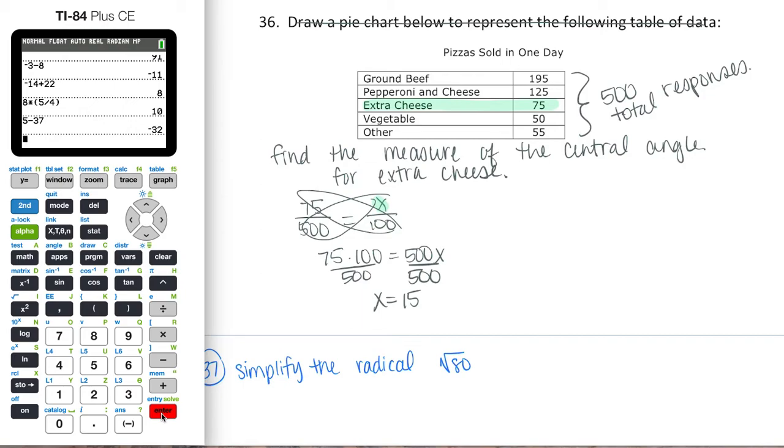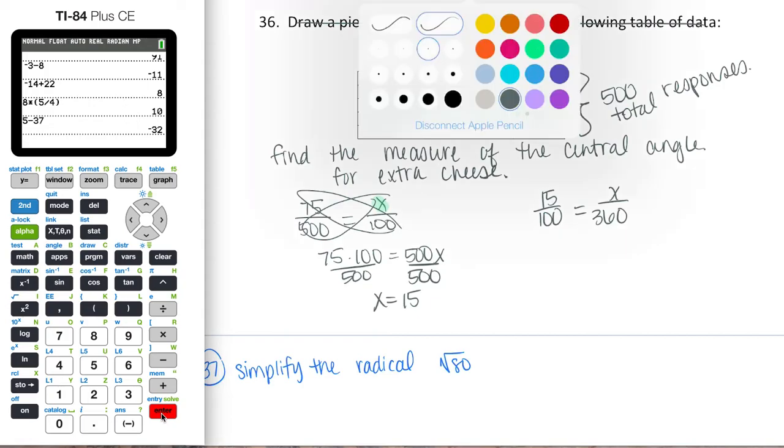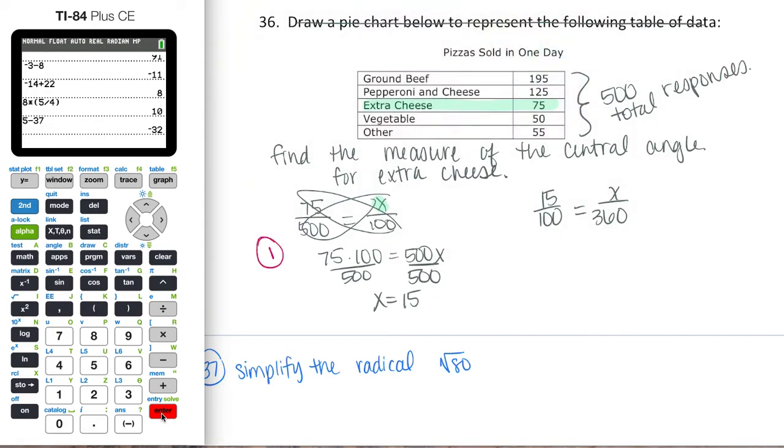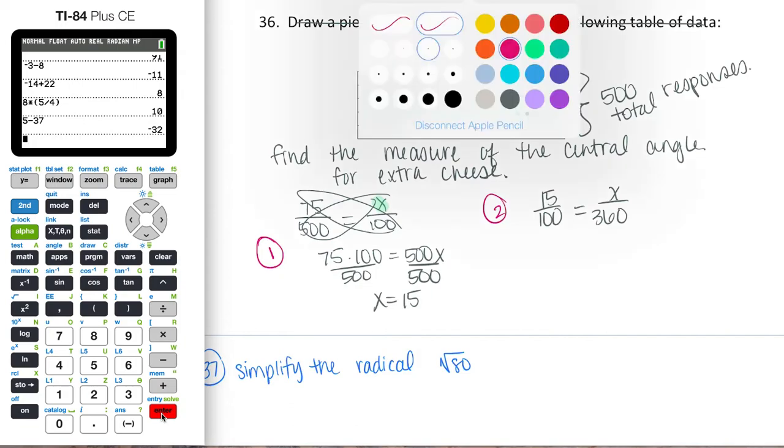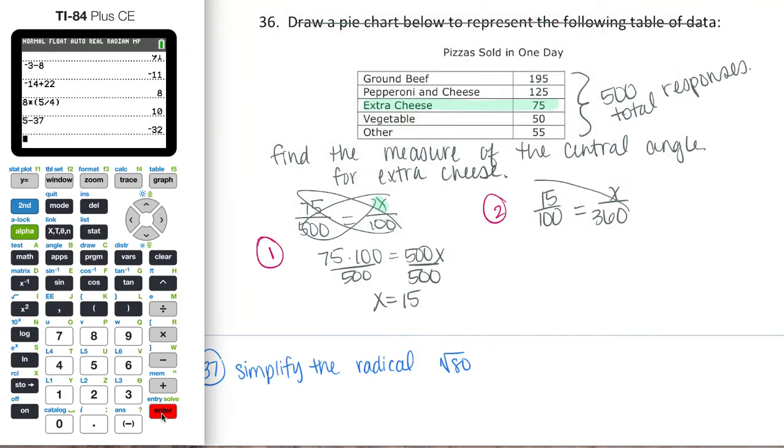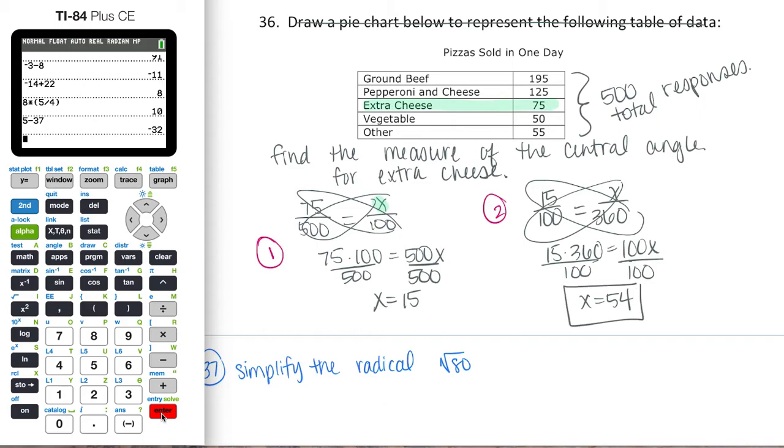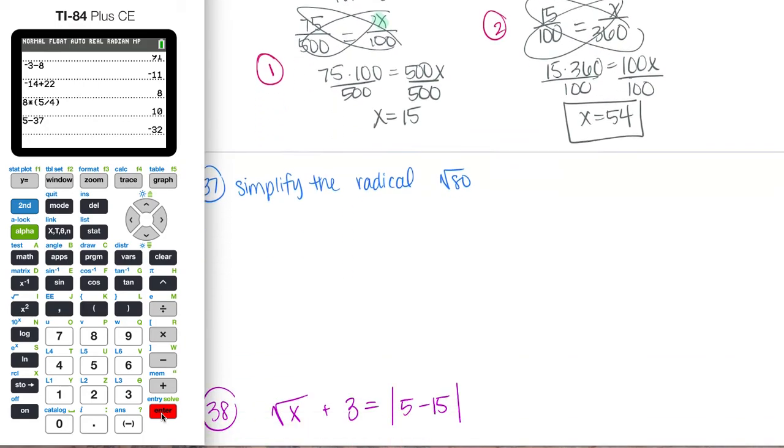So then we are going to use 15 out of 100 to find what angle out of 360 we need the central angle to be. So here's our first step over here, calculating the percent, and the second step is calculating the angle. So again, we're going to cross multiply. 15 times 360 equals 100x. So we're going to end up dividing both sides by 100. And x comes to be 54. All right, you guys, we are almost there.